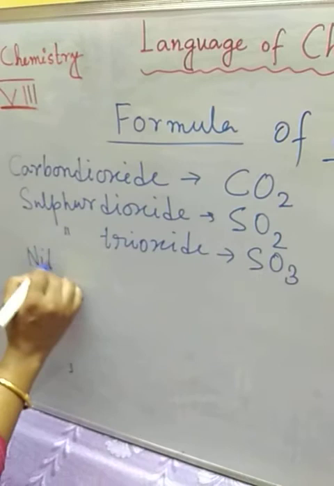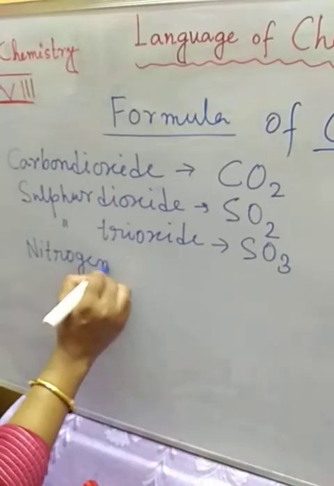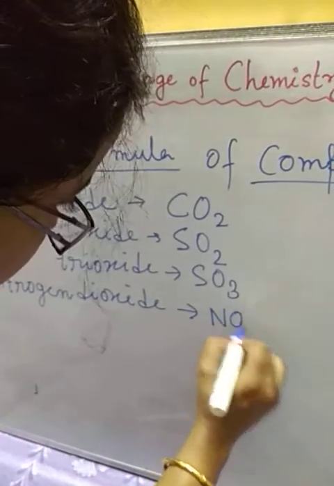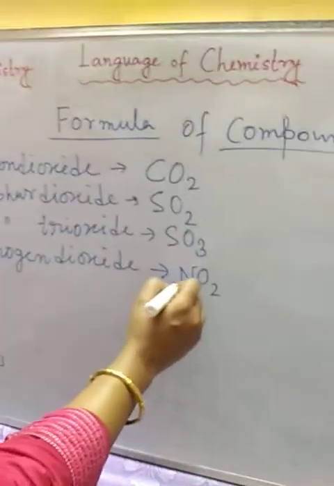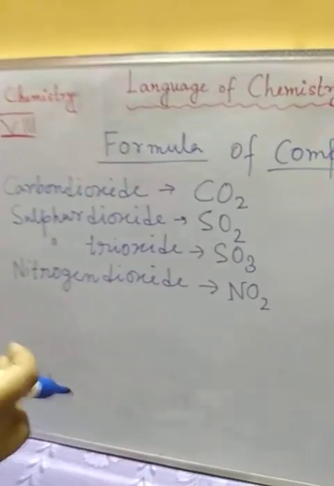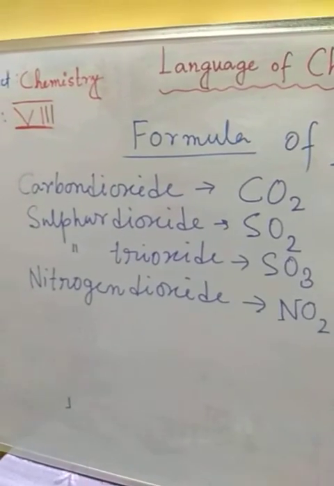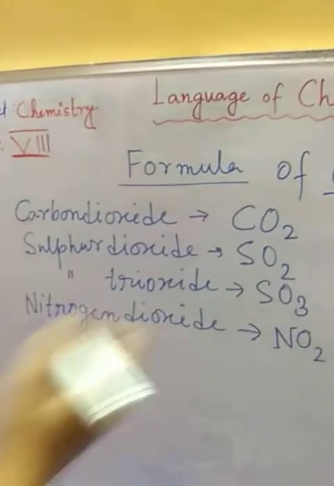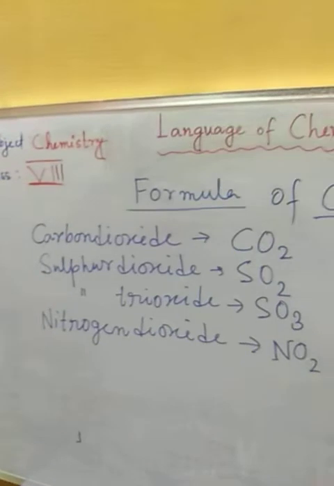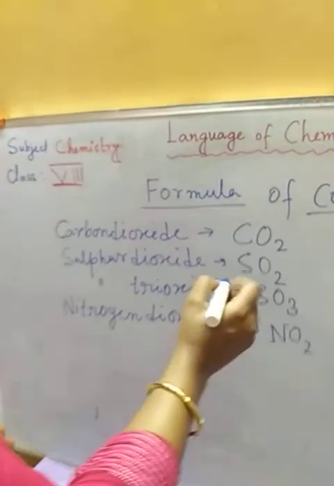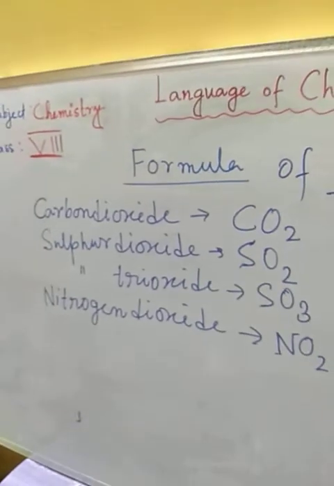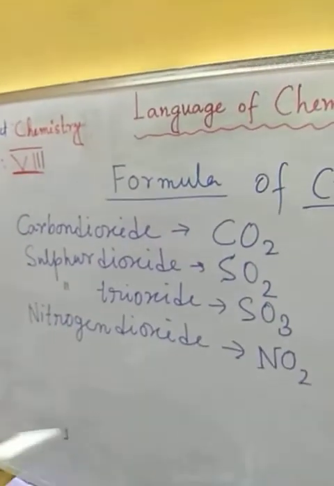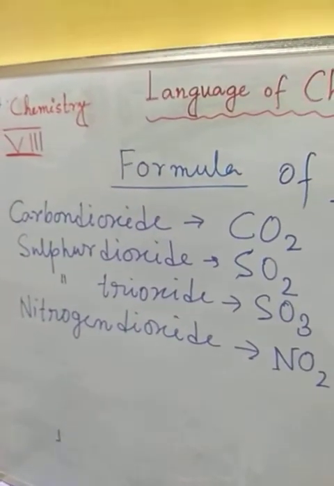Okay. Nitrogen dioxide, NO2. So you can understand that there is a pattern of writing the formulas of the compounds. If you get the pattern, then it will be easy to remember. If you know only 1 or 2 formulas, then you can easily construct the other formulas. So for that you have to know the pattern. Here carbon dioxide is CO2, so nitrogen dioxide will be NO2 in this manner.